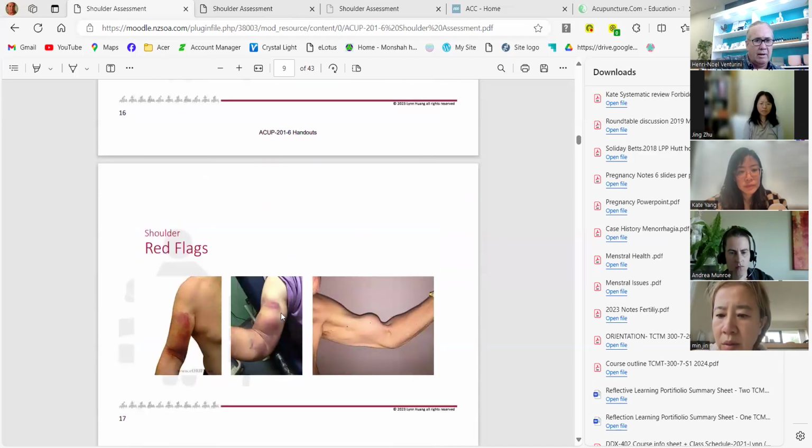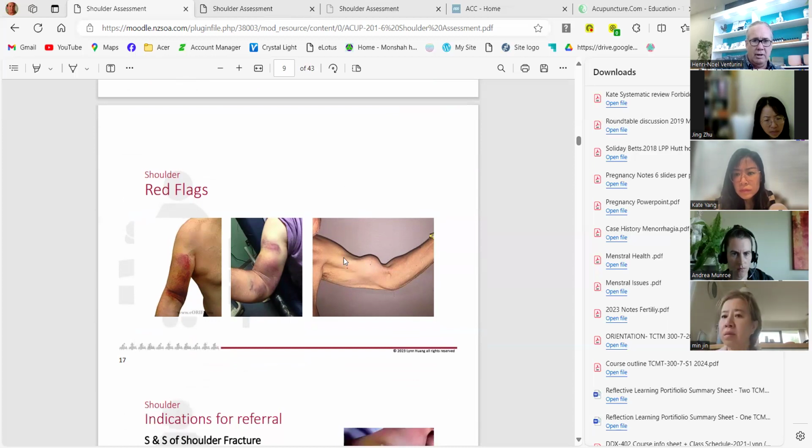These are some more red flags. This is a torn bicep. This is also a torn bicep ligament, and that happens quite often. That ball is an indication that the ligament is torn.